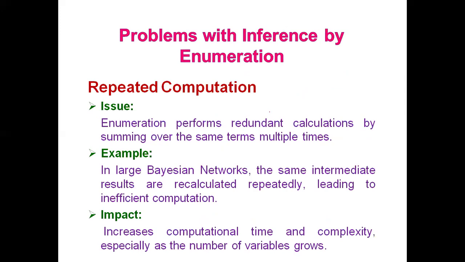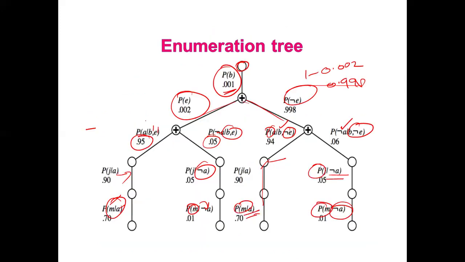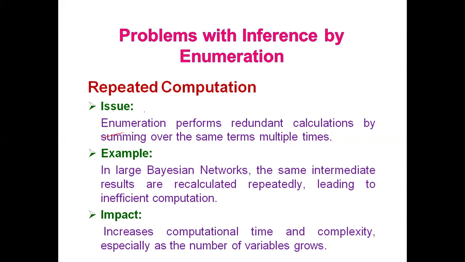Okay. So in this case, we'll have some more issues. What do you mean by the issues? Repeated computation. Inference by enumeration often performs repeated computations because it recalculates the same intermediate results multiple times. For example, when summing over possible values of hidden variables, many variables are repeatedly used. The same term may be influenced repeatedly in different branches of the summation. As a result, the computational cost increases exponentially with the number of variables. This redundancy makes enumeration inefficient, especially for large Bayesian networks where the exact inference becomes computationally intractable.